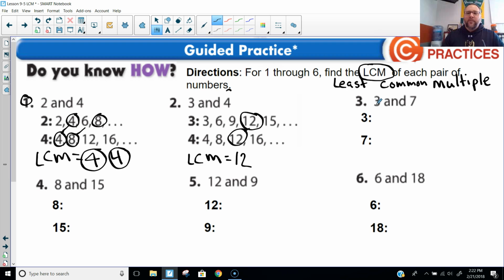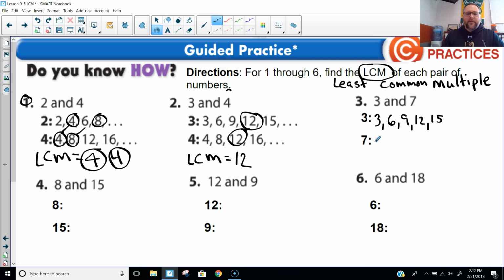Number 3, we have numbers 3 and 7. Now, this doesn't have the list of multiples out for us, so we need to do it on our own. So I'm going to start with the list for 3. I know 3 times 1 is 3. 3 times 2 is 6. 3 times 3 is 9. 3 times 4 is 12. 3 times 5 is 15. I'm going to stop right there and see if maybe I have some common multiples already.